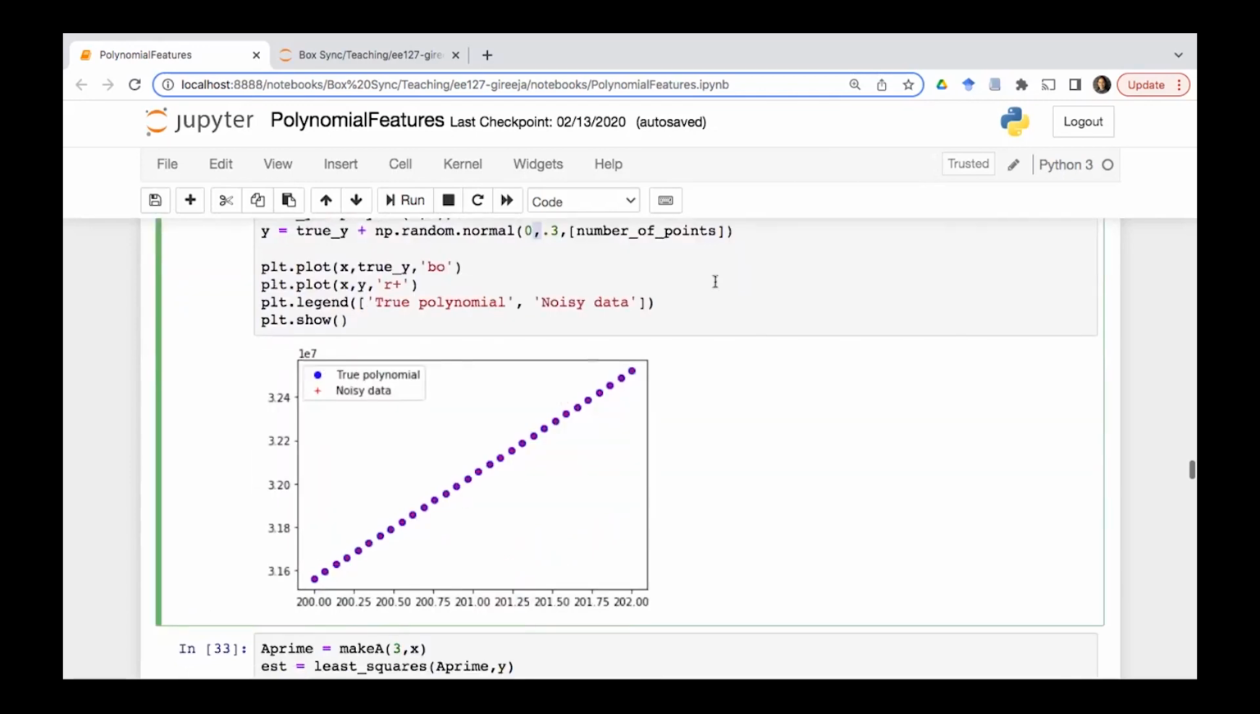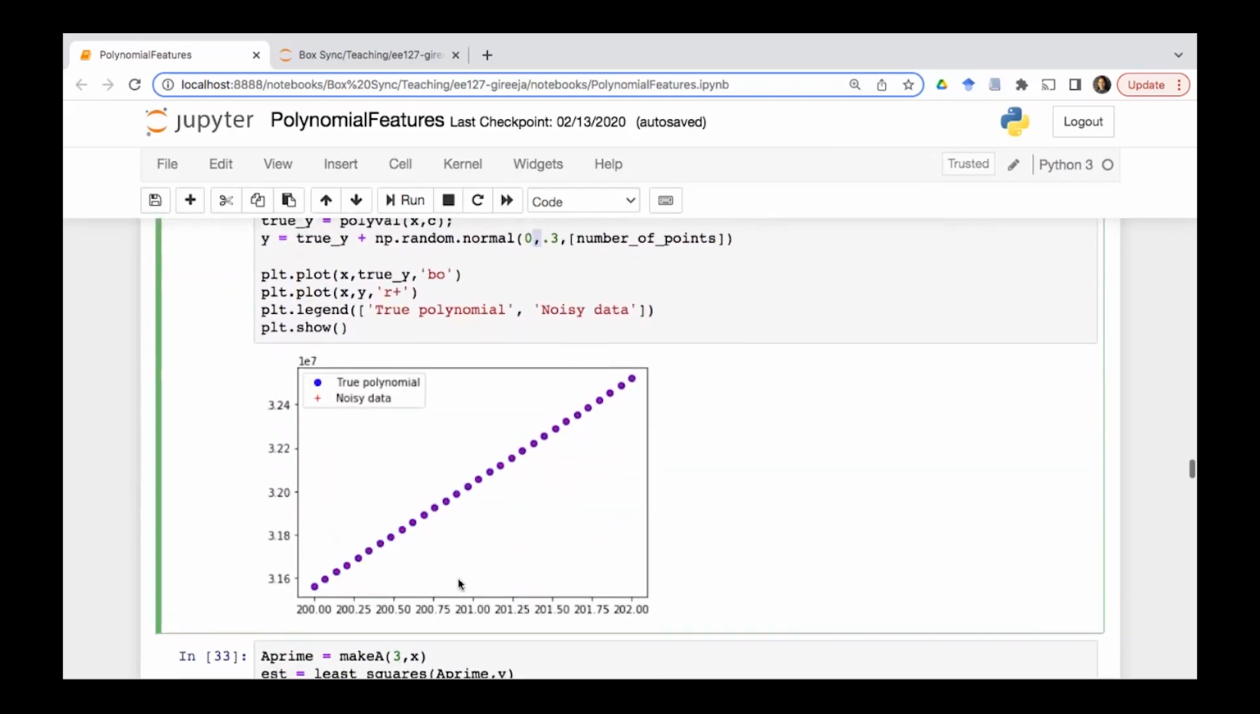I do the same thing. I have the points. Now I have the noisy points. It's just that now, because the scale is different, it looks like the red crosses are exactly on the blue dots, but that's just because the noise is such that the visualization cannot capture it. Does everyone see that? But I'm adding noise here. Does everyone see this?